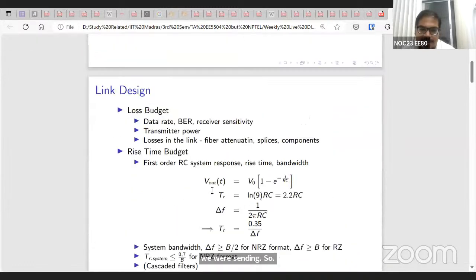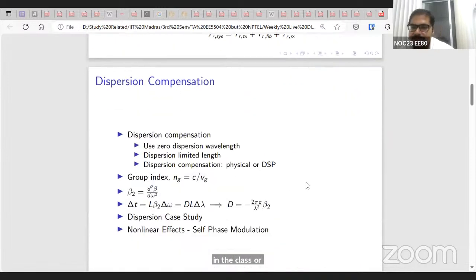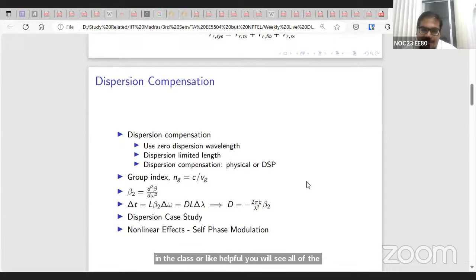So link design is basically based on these equations only. You have to make sure that you keep track of how much power is getting lost in each step. And if you have doubts, I think the worked out examples in the class are helpful. You will see all of the concepts that are required.